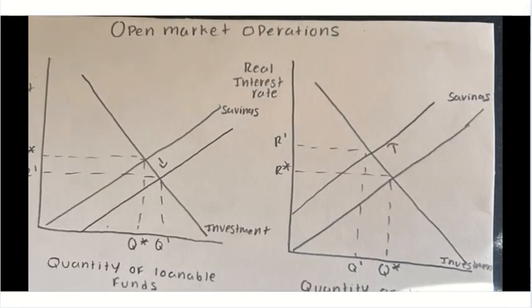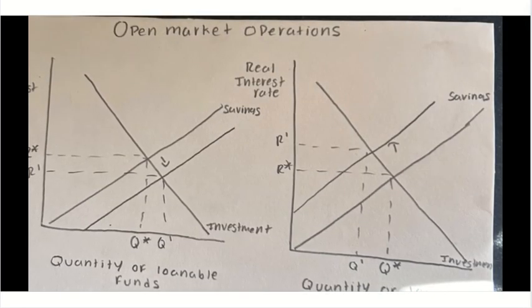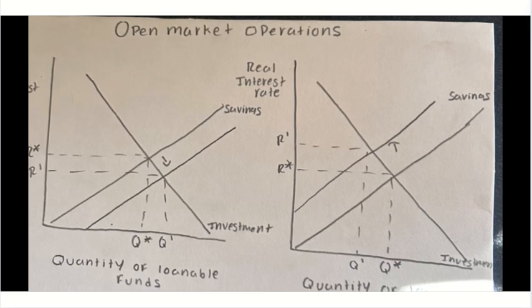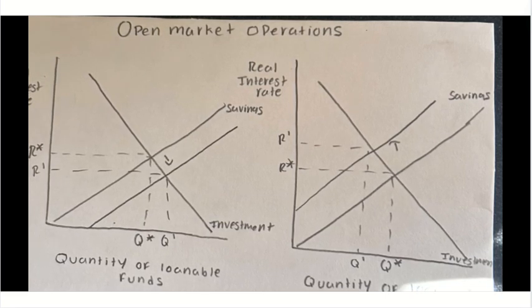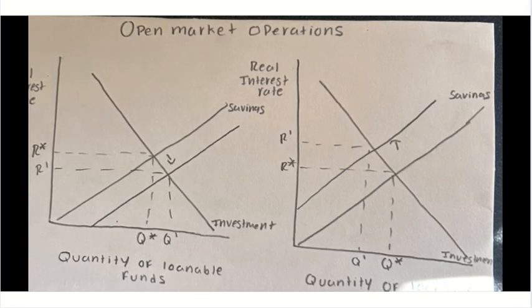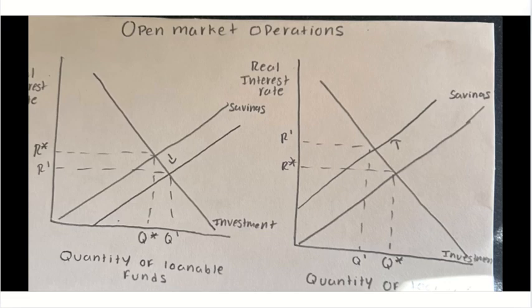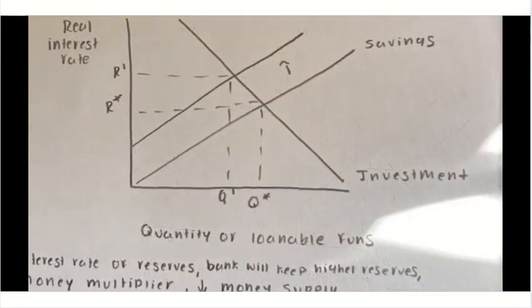The next one has to do with the open market operations, which is the buying and selling of bonds. If the Fed buys bonds, the reserves of the bank will increase, which will lead the federal funds rate to decrease and the money supply to increase. If the Fed decides to sell bonds, the reserves of the bank will decrease, the federal funds rate will increase, and the money supply will decrease.